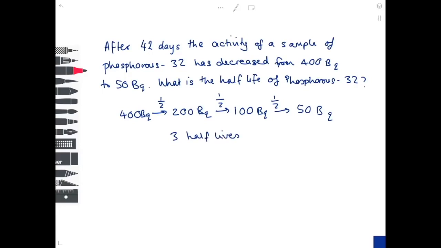And what was our time frame? Well, 3 half-lives must have occurred in 42 days. So then it's a simple expedient of doing 42 divided by 3 to work out how long each half-life took. And that answer is therefore 14 days.